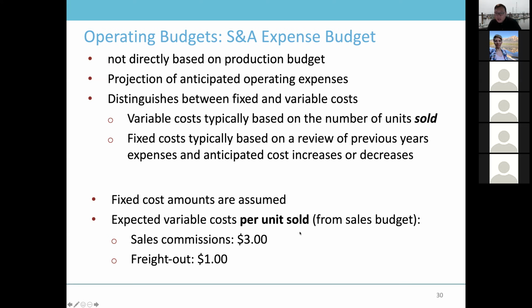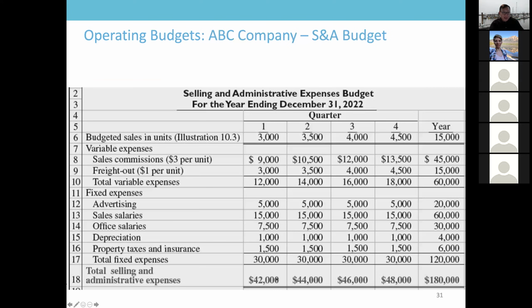So in this example, we assume that for each unit sold, the sales commission is $3. You pay your salespeople $3 for each unit they sold, okay? And the freight out, like the shipping cost for each unit on average, is $1, okay? So for this budget, you can see the numbers, 3,000, are from the sales budget. We have covered this on Tuesday, okay? And the variable component is $3 for each unit, that's the sales commission, and $1 for each unit, that's for the shipping, right?